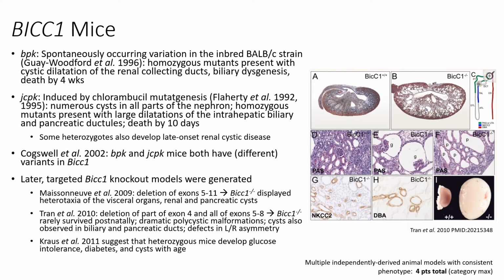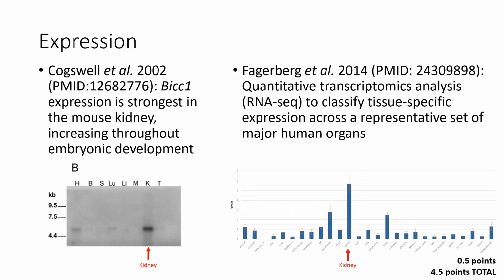I'll also note that similar phenotypes have also been observed in Drosophila, Xenopus, and zebrafish, but because we've maxed out this category, I will not review this information here. Next, let's look at expression of this gene. So evidence from both mouse and human studies suggests that there is strong BICC1 expression in our organ of interest, which is the kidney. Of course, just because a protein is expressed in our organ of interest does not necessarily mean that aberration of that protein causes our disorder of interest, but this is certainly interesting information that fits within our emerging picture. For this, I will award the default score for expression evidence, which is 0.5 points.